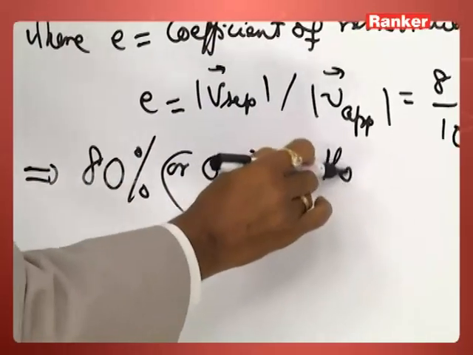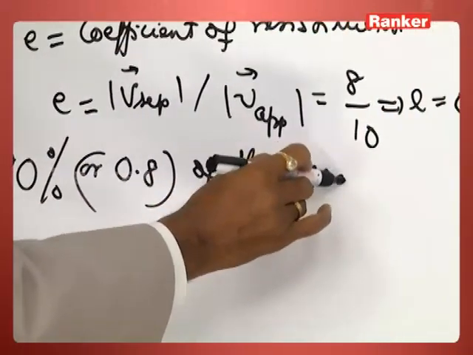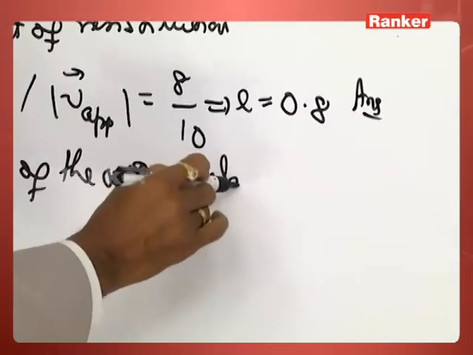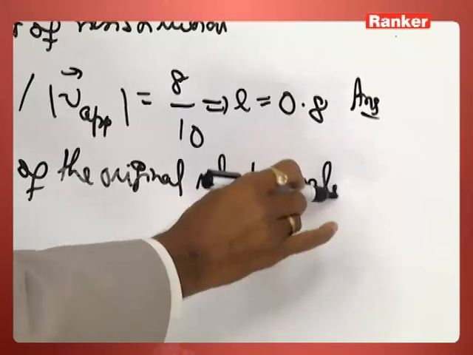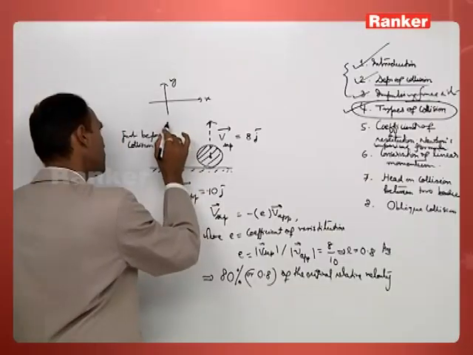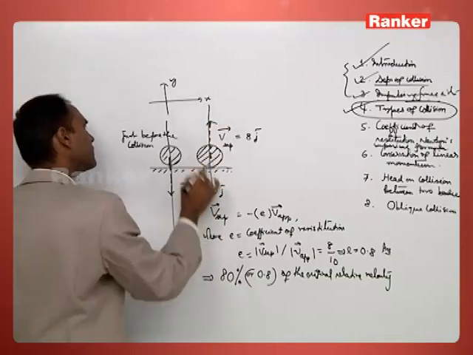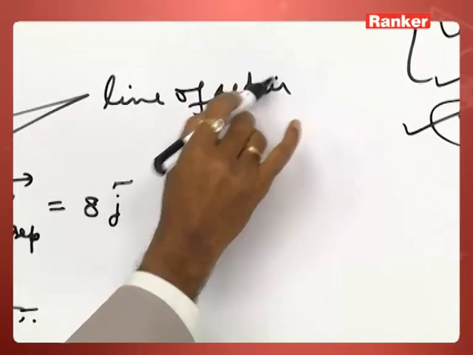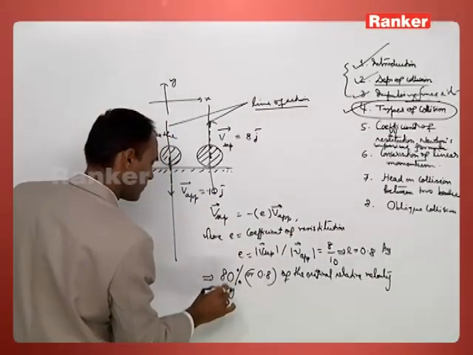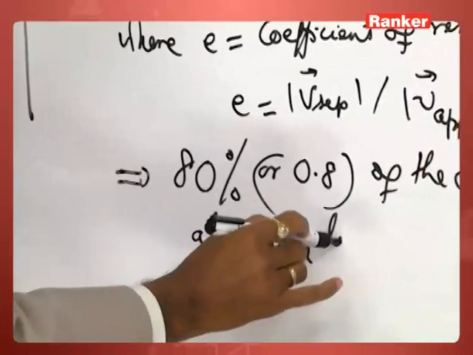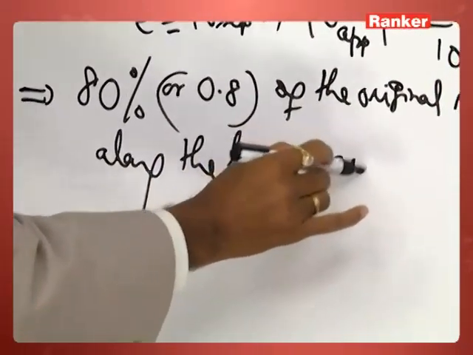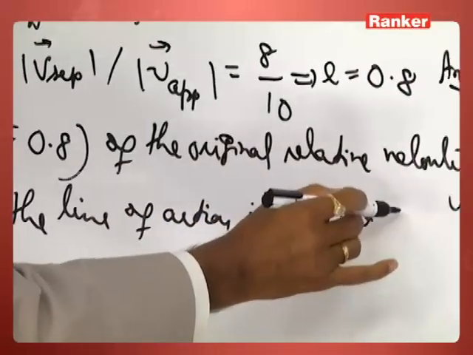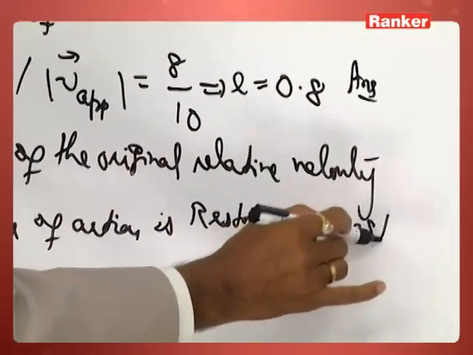80% or 0.8 fraction of the original relative velocity along which line? Along the line of action is restored or restituted.